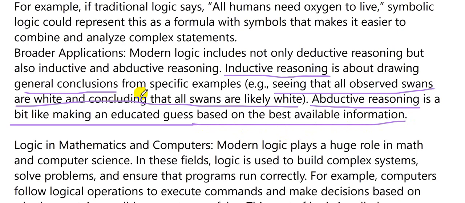So we have three types of reasoning: deductive reasoning, inductive reasoning, and abductive reasoning. In deductive reasoning, we follow from general rules to specific situations, whereas in inductive reasoning, we come to a general conclusion from a specific example. Whereas in abductive reasoning, we take an educated guess based on the available information.